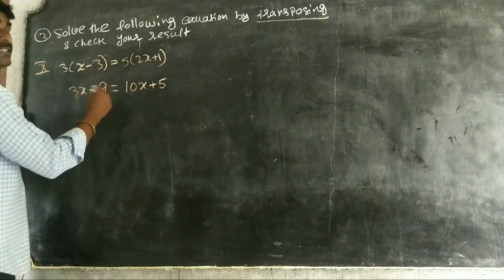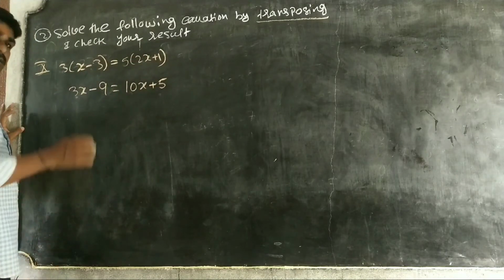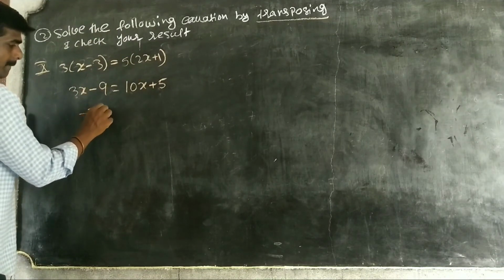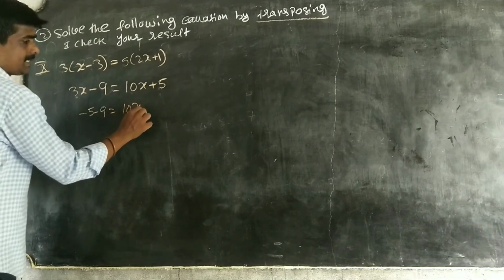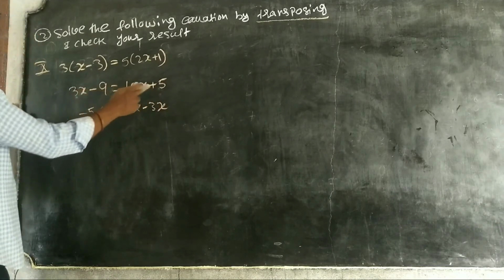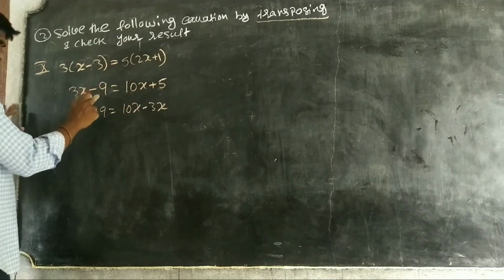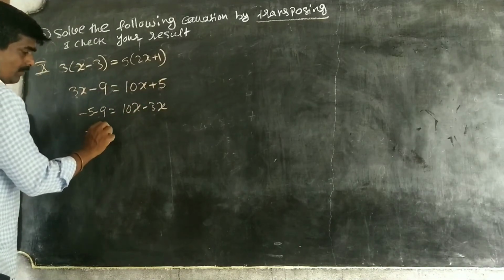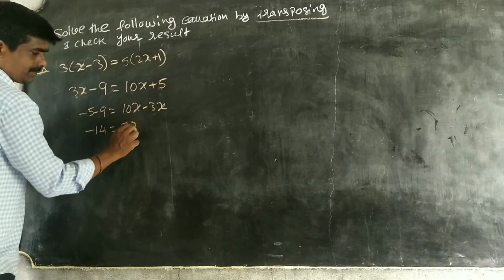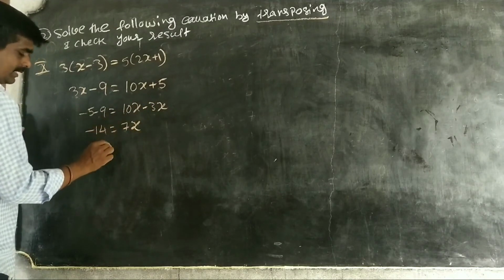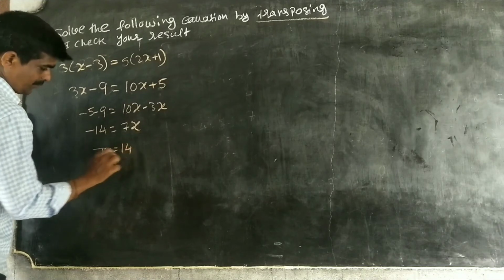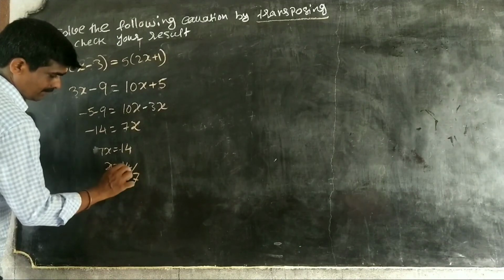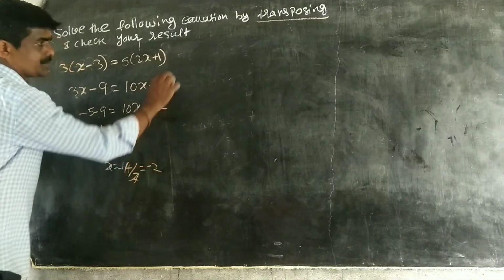First, bring the x terms to one side and the numerical constant terms to the other side. So, plus 5 brings this side as minus 5, minus 9 is equal to 10x minus 3x. Plus 3x brings that side as minus 3x. That is equal to 14 is equal to 7x. 10 minus 3 is 7. So 7x is equal to 14. x is equal to 14 by 7, that is equal to minus 2.